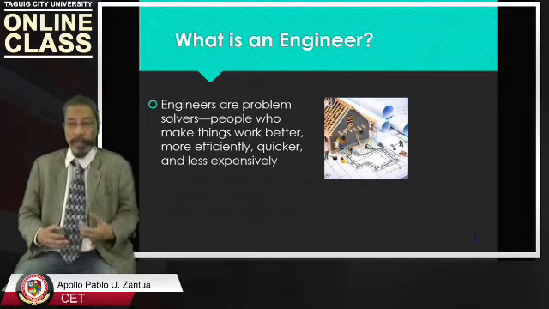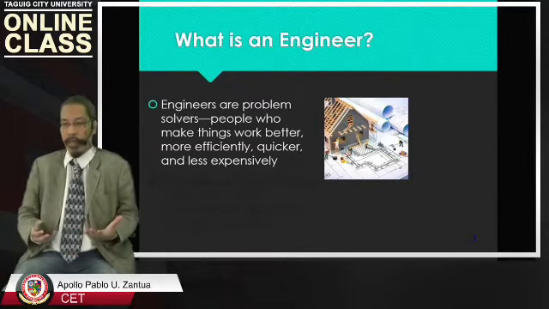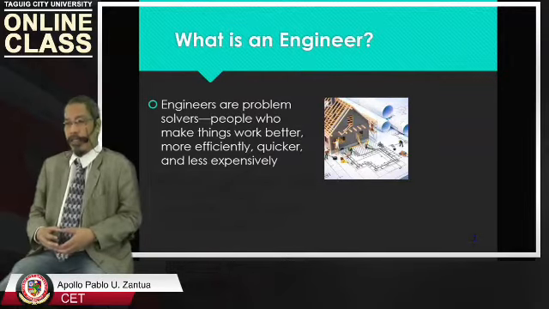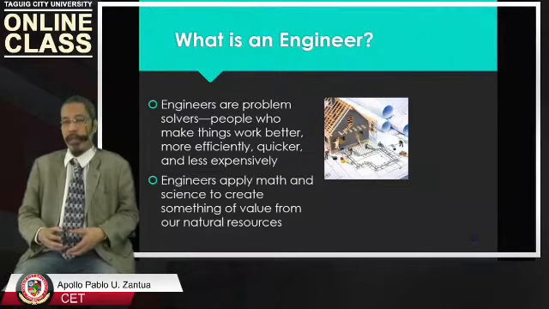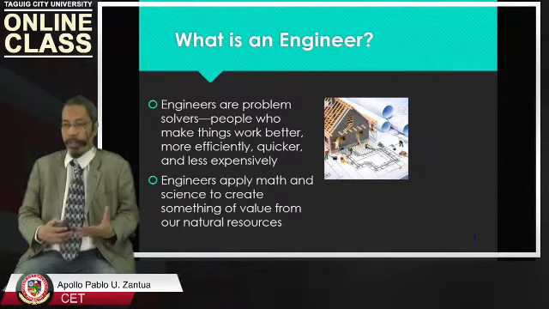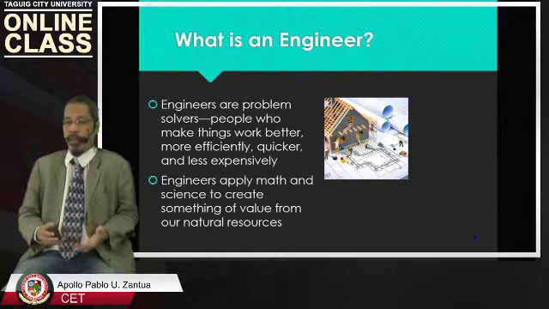So this idea of helping others by using engineering background for the betterment of their living condition, by producing more efficient and quicker and less expensive solutions. So these are the characteristics of an engineer. Engineers apply the knowledge that they gain from school, basically math and science. That's why we are taking STEM subjects in high school, to create something of value from natural resources. So we use the natural resources as our raw materials to produce a product that could potentially help make a comfortable living out of it for the benefit of mankind.